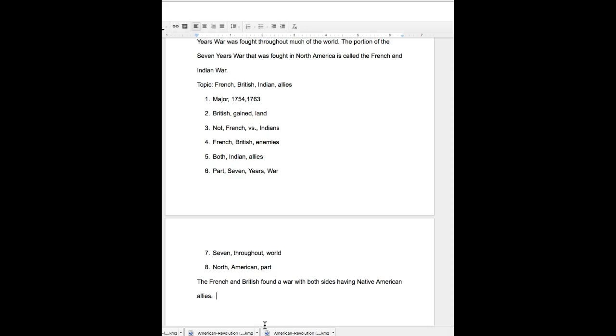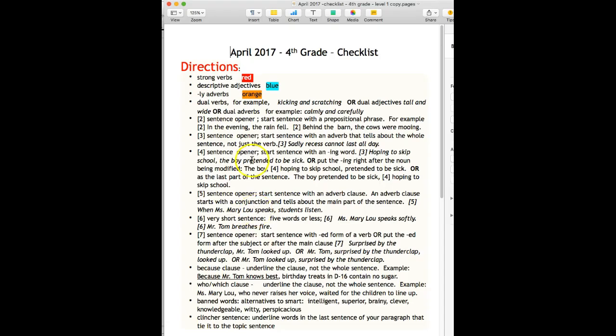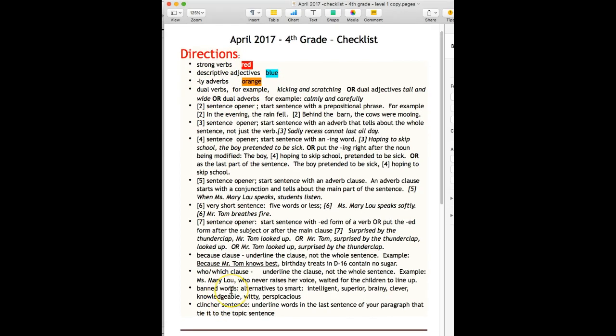Okay, so now if we look over at our checklist, we'll think, well, what could I do there that's from this list? Strong verbs, descriptive adjectives, ly adverbs, dual verbs, or any of these sentence types. So I have to think about that.